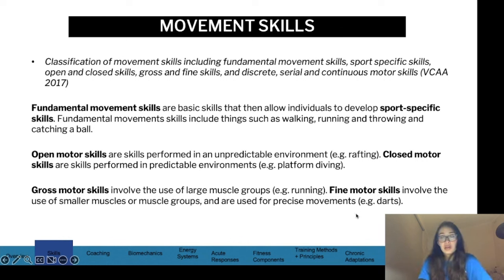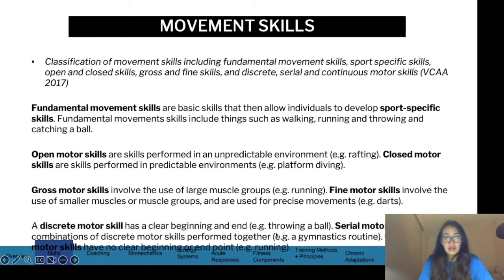We've got open and closed motor skills. These also must be in your repertoire, I guess, or things that you can define. So open motor skills are skills performed in an unpredictable environment, whereas closed motor skills are performed in a predictable environment. Gross motor skills involve the use of large muscle groups, such as running, and fine motor skills involve the use of smaller muscle groups or muscles, and the use of precise movements. So things such as darts or chess are considered fine motor skills.